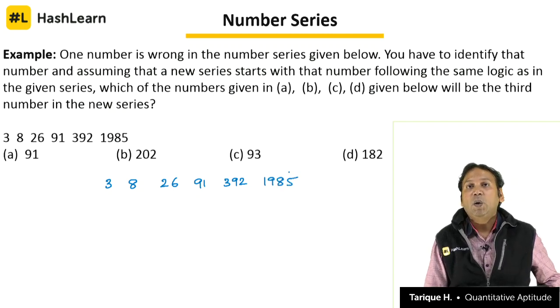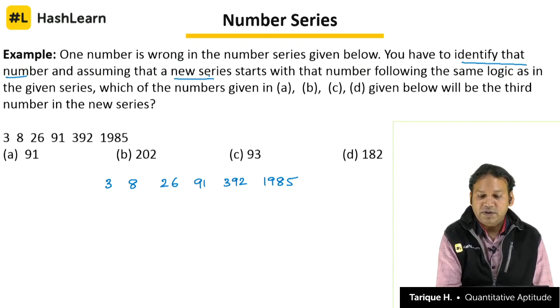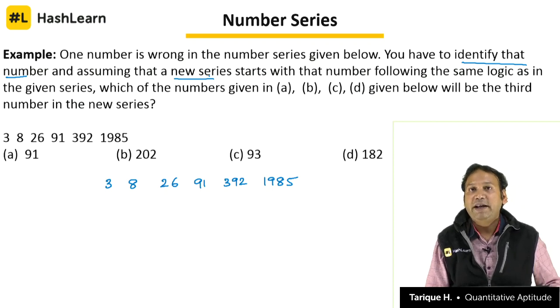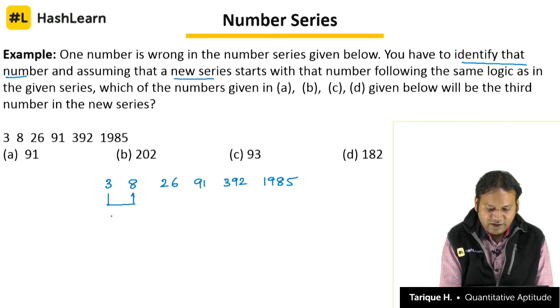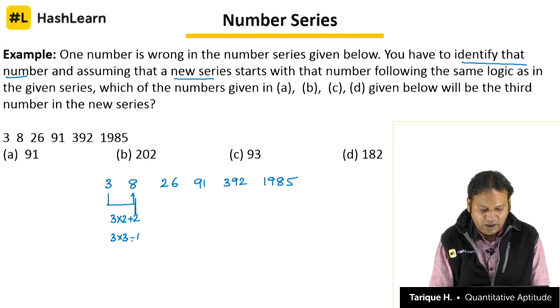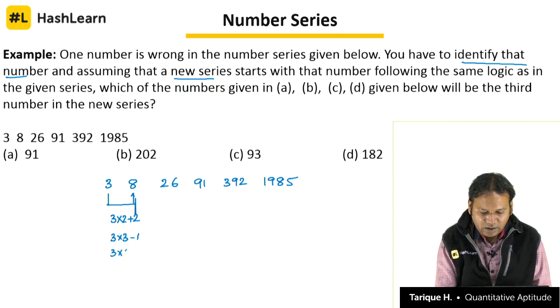The directions are the same. We have to find out which number is wrong, identify that wrong number, and then form a new series with that wrong number and find out which will be the third number in that new series. So 3 and 8, how do we link them? There are various ways of linking 3 and 8. We can say 3 into 2 plus 2 is 8. 3 into 3 minus 1 is also 8. And we can also say that 3 into 1 plus 5 is also 8.